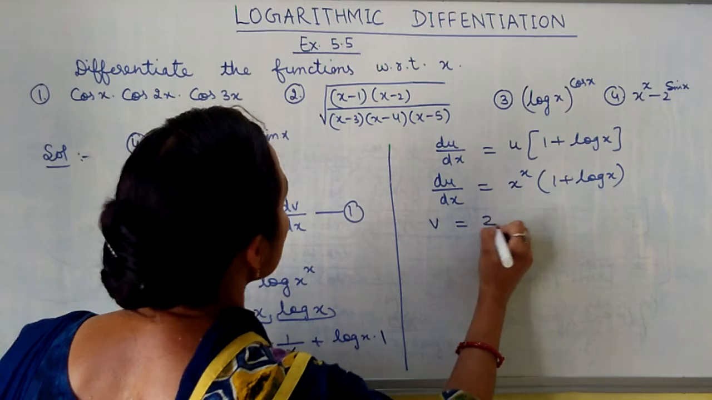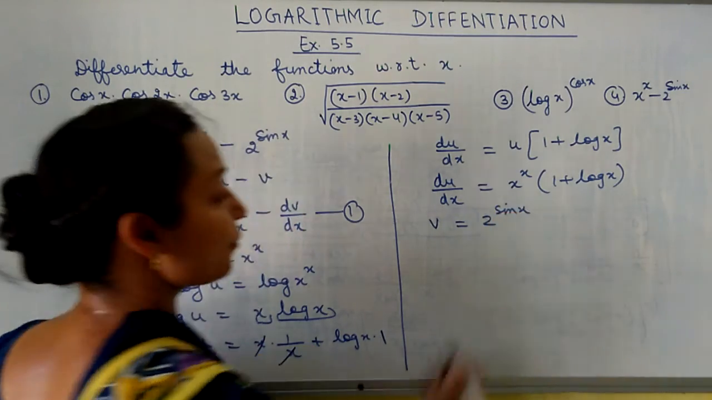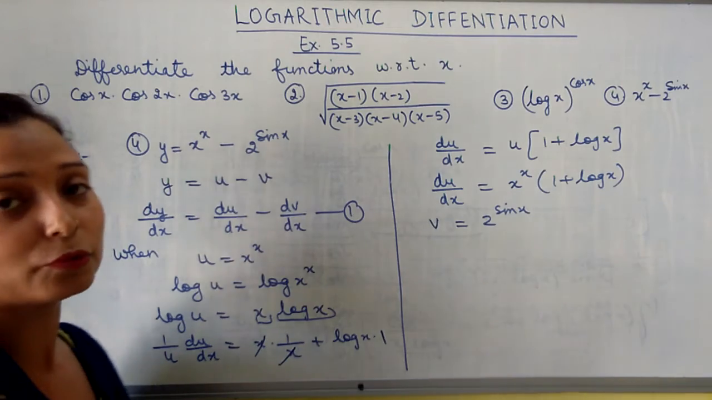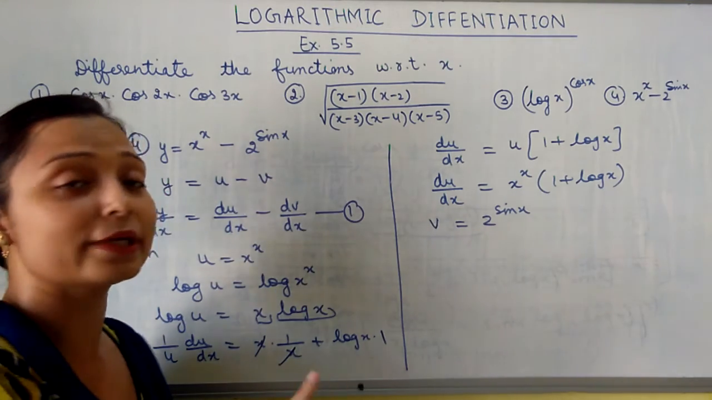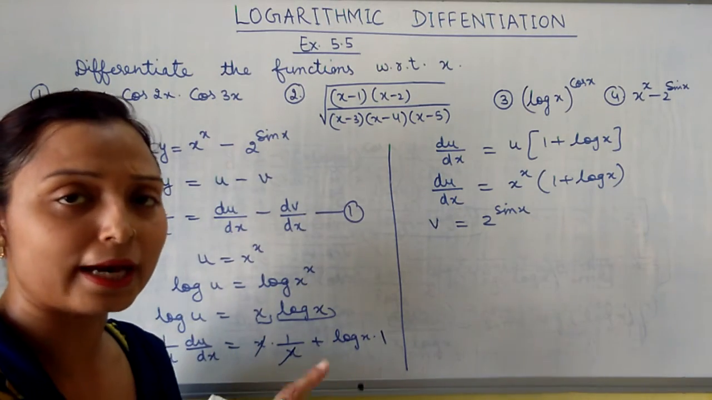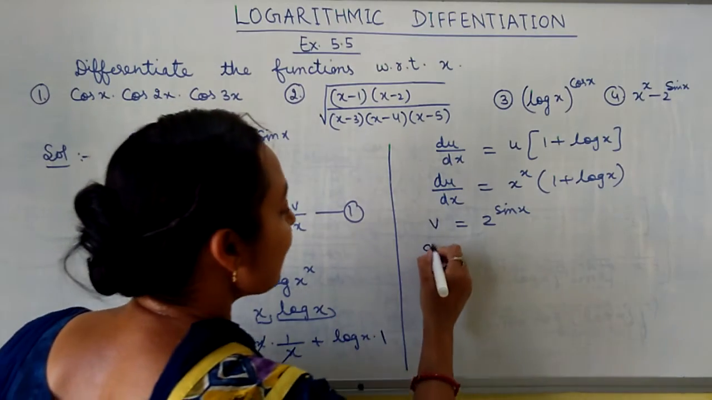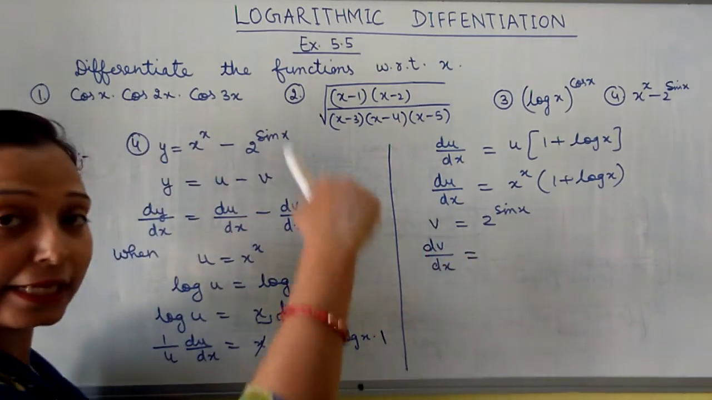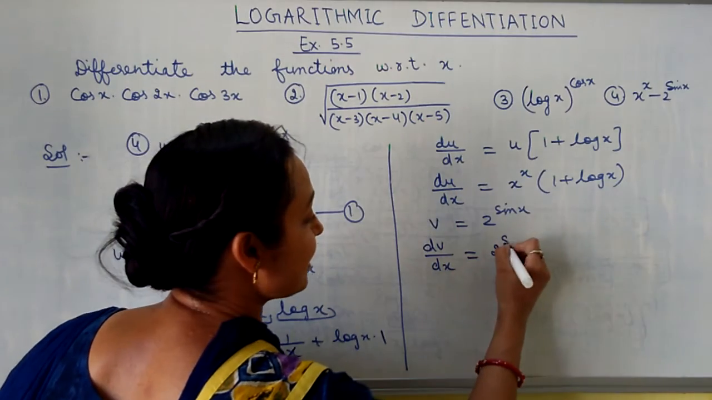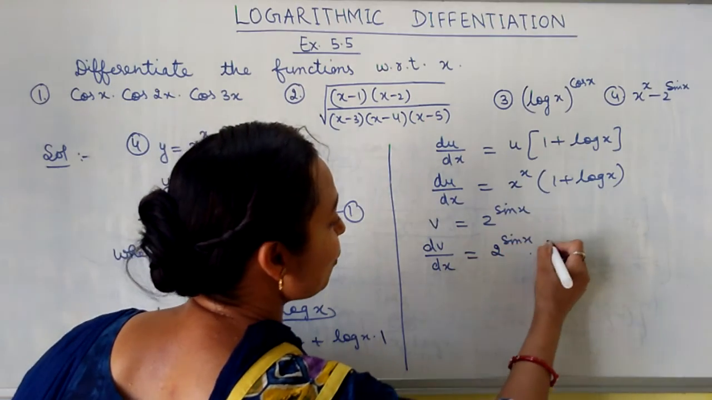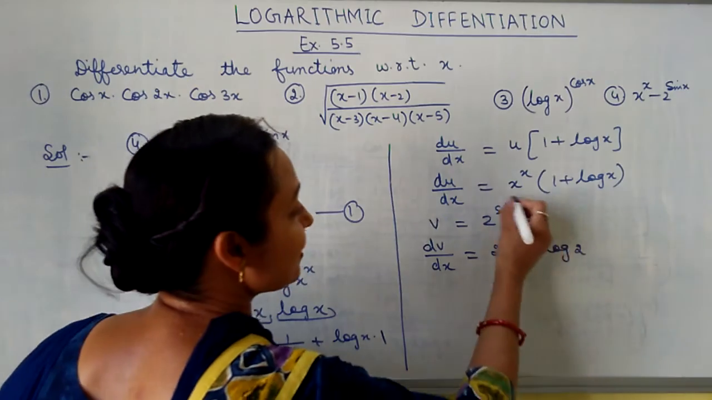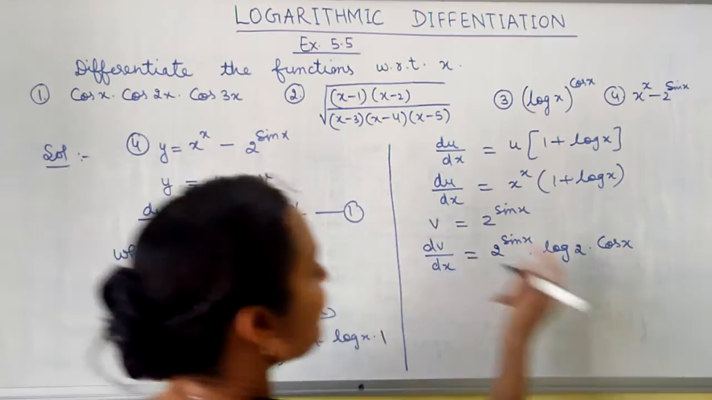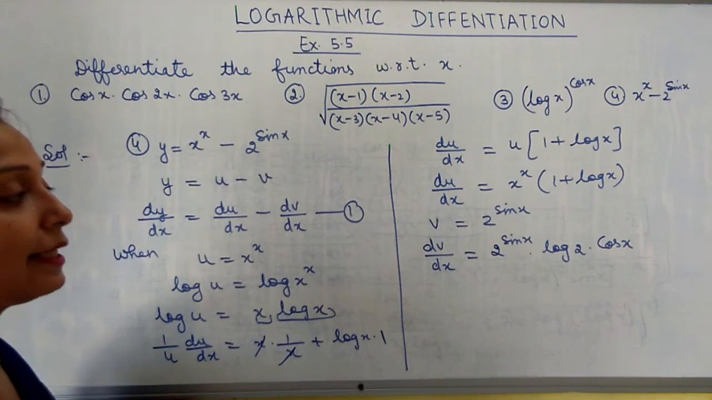v is equals to 2 sine x. So how can you differentiate? If you want to take logarithm, you can take. If you want to do it directly, you can also do it directly. How can you do it? dv upon dx is equals to a raised to power x, that is 2 raised to sine x, into log 2, and the further differentiation of sine x, that is cos x. So this is the differentiation dv upon dx.